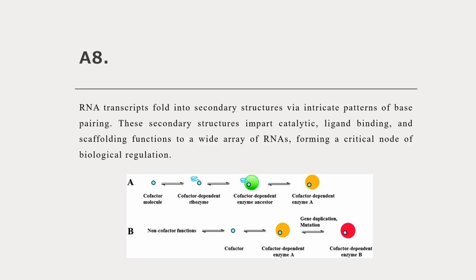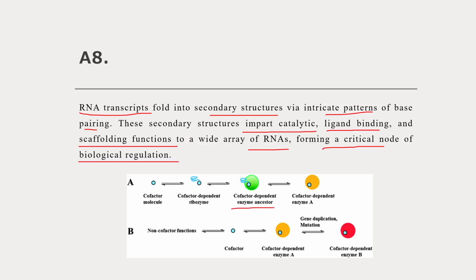RNA transcripts fold into secondary structure via intricate patterns of base pairing. This secondary structure impacts catalytic, ligand binding, and scaffolding functions of a wide array of RNAs, forming a critical node of biological regulation. So this secondary structure of RNA is important for catalytic processes, ligand binding, and scaffolding functions. Here one figure is also there. This is the cofactor molecule. This is a cofactor dependent ribozyme that leads to a cofactor dependent enzyme ancestor, which leads to cofactor dependent enzyme A.